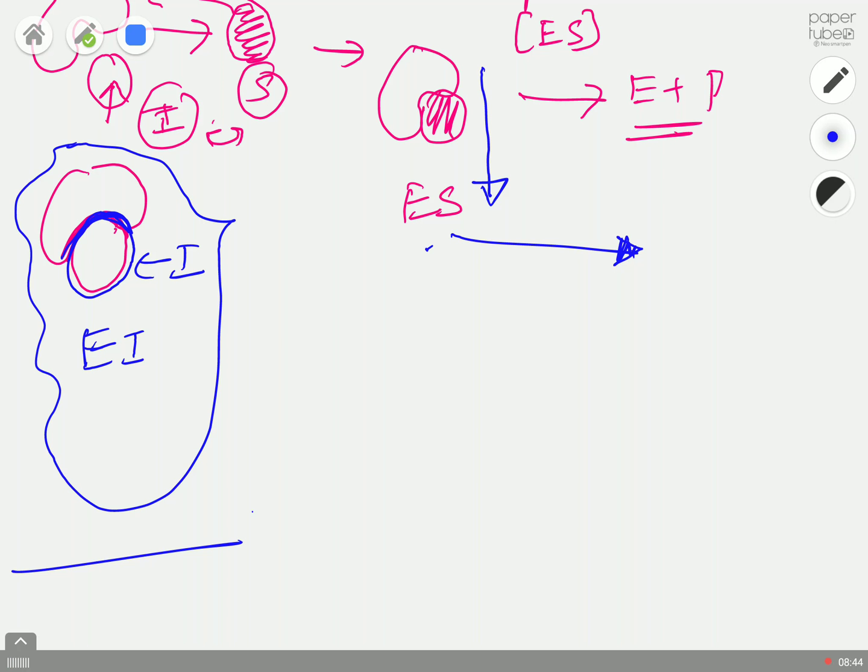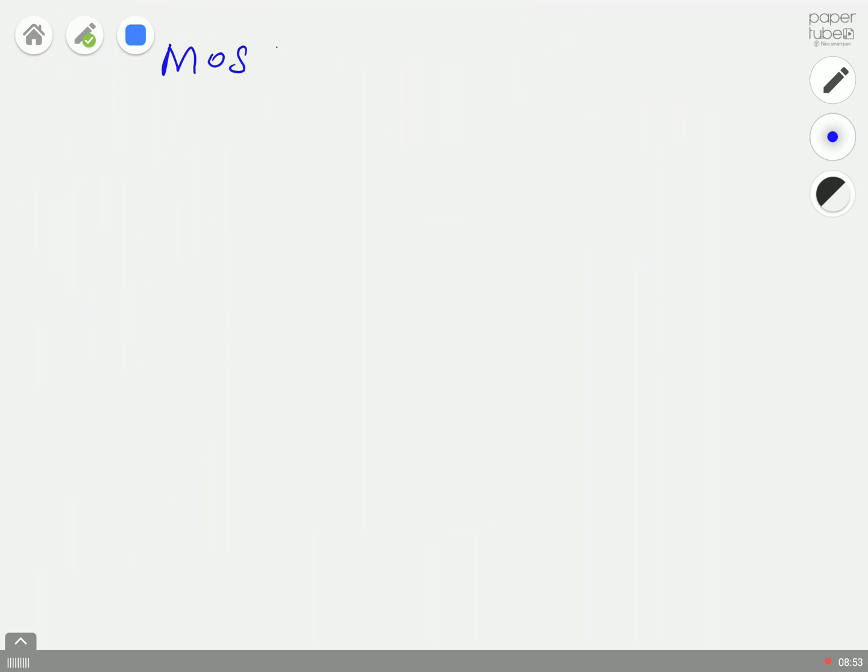So why do we even care about enzyme inhibitors, or why do we even study this in this module? That's because most of the drugs are enzyme inhibitors.